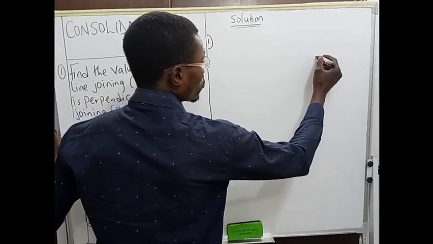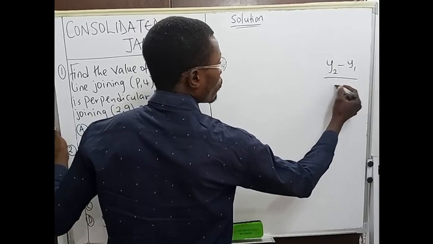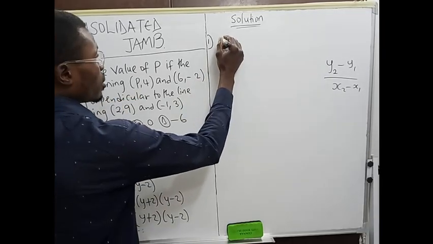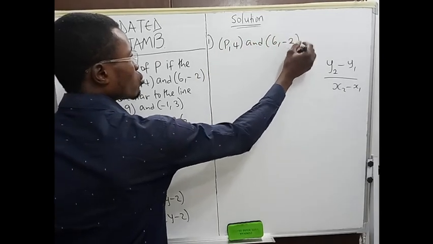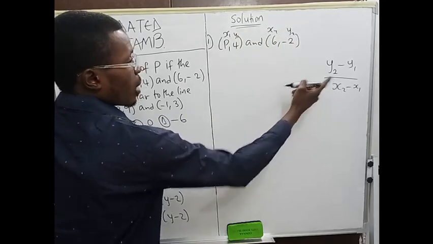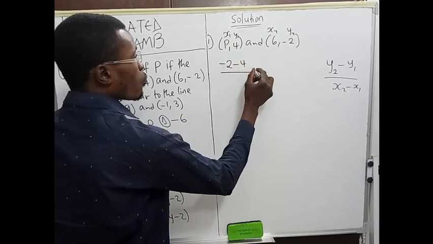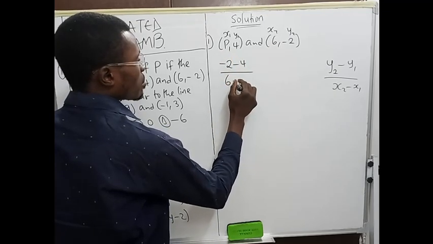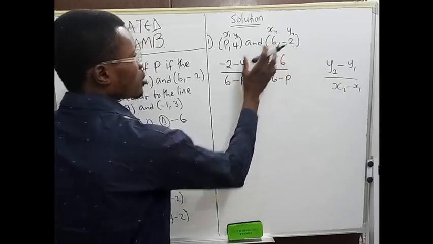So we compute the gradient of the points. We know that the gradient is given by this expression: y2 minus y1 over x2 minus x1. So for the first set of coordinates, we have (p, 4) and (6, -2). This is our x1, this is our y1, this is our x2, this is our y2. So we apply that, you have -2 minus 4 over 6 minus p. And this will give us -6 over 6 minus p. This is the gradient of the first set.